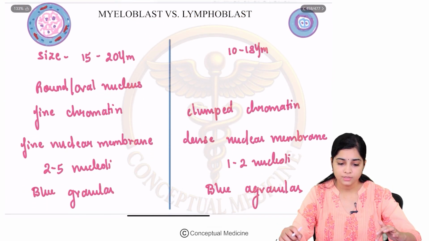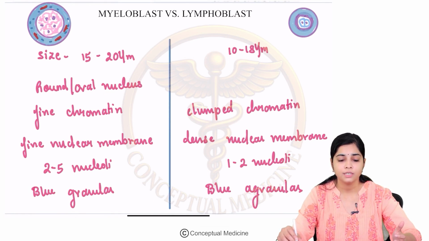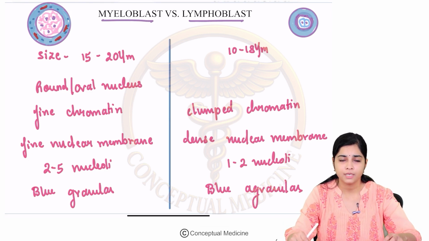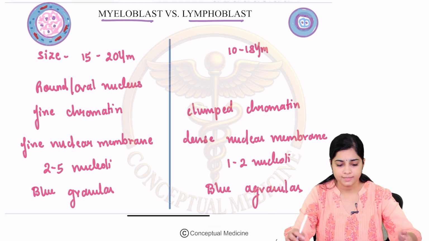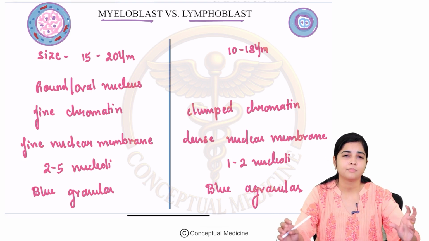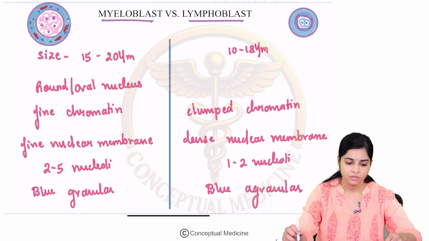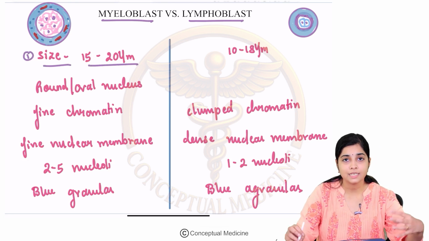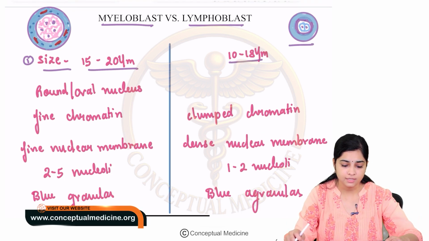Before we move on to the understanding of what is AML, its clinical features, classification and so on, let us understand the basic difference between myeloblast versus lymphoblast. Myeloblast and lymphoblast are both precursors of the myeloid as well as the lymphoid cells. When you look at a peripheral smear, how will you know whether this is a myeloblast or a lymphoblast? The myeloblast is usually 15 to 20 microns in size, slightly larger than a lymphoblast, which is 10 to 18 microns in size.